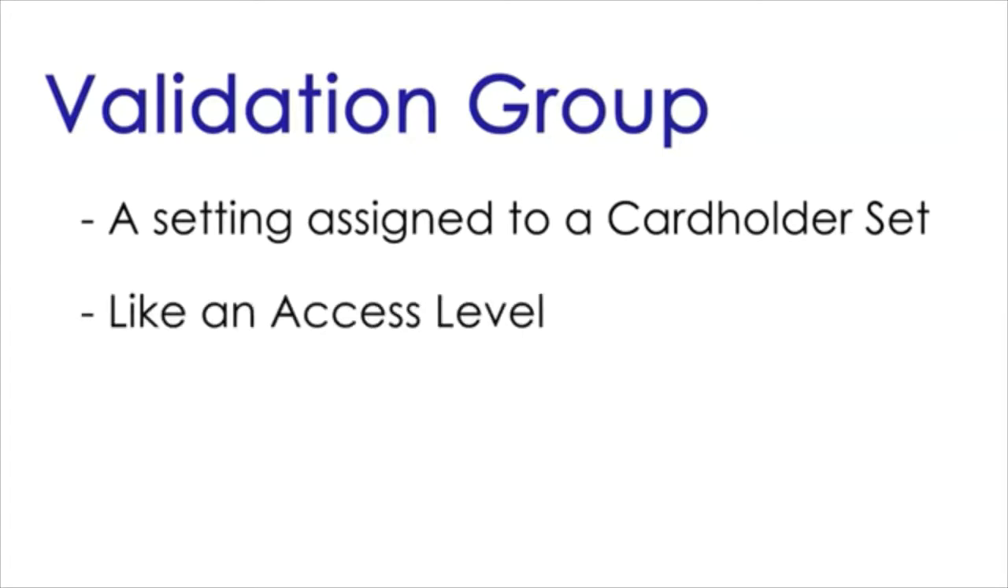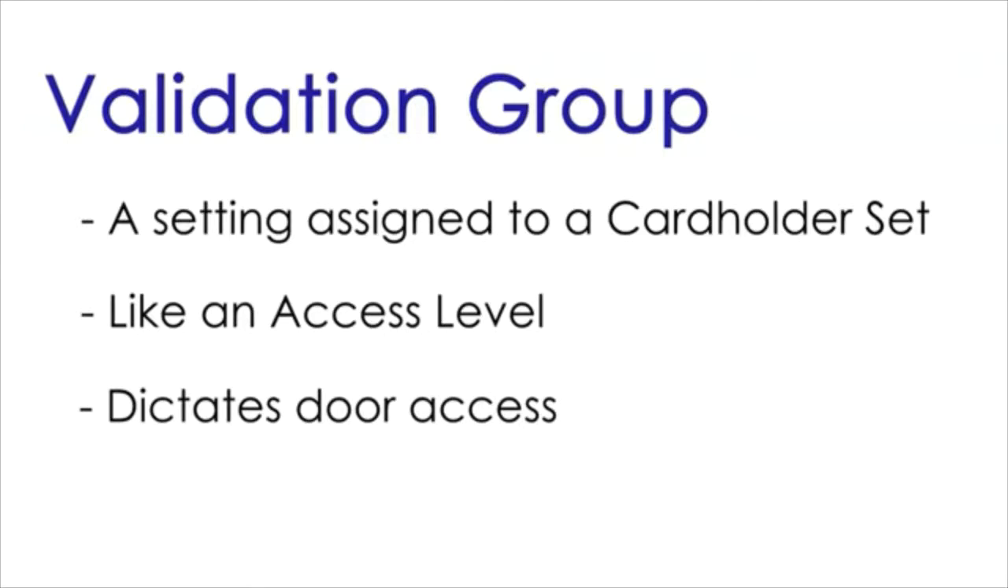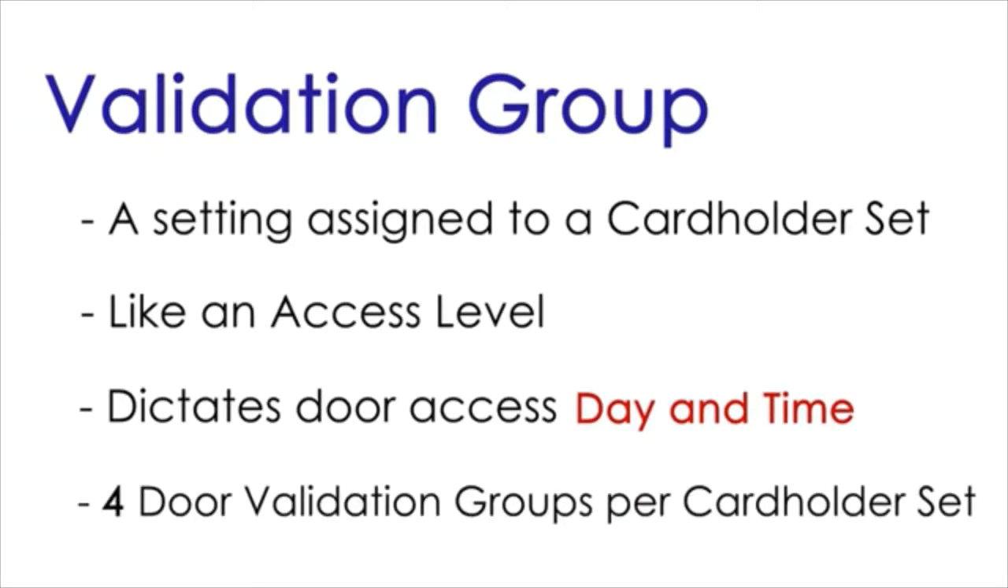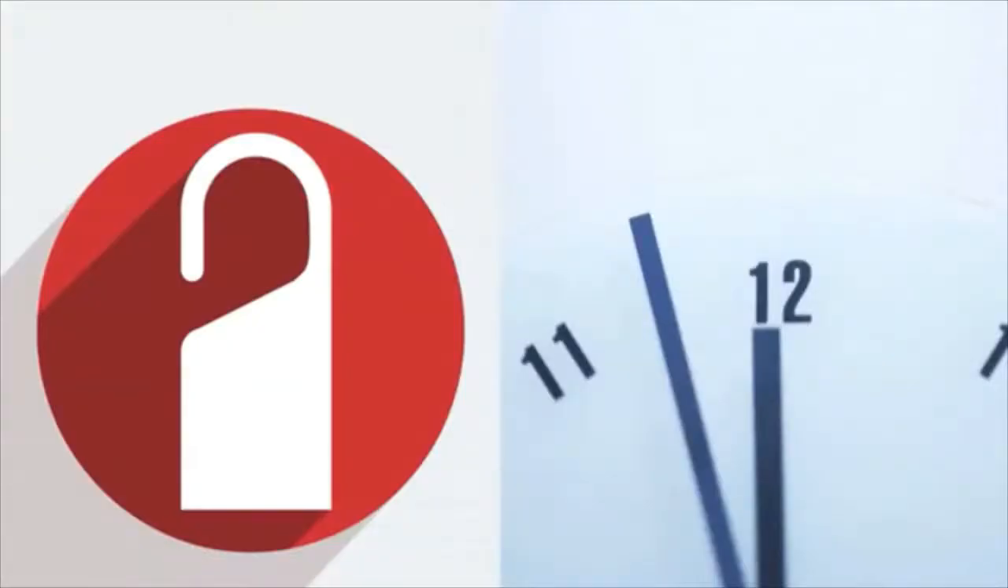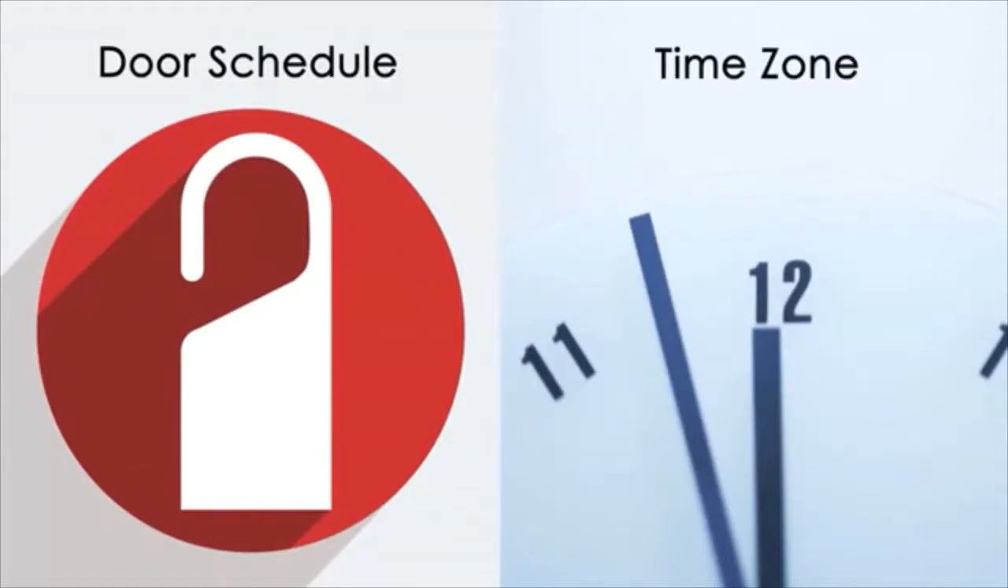A validation group is a setting assigned to a cardholder set. Consider a validation group as an access level. A validation group dictates which doors an individual has access to, and the specific days and times they can get into those doors. There can be a total of 4 door validation groups assigned to any cardholder set. Within every validation group, there is a door schedule, or which areas can be accessed, and a time zone, what times these areas can be accessed.